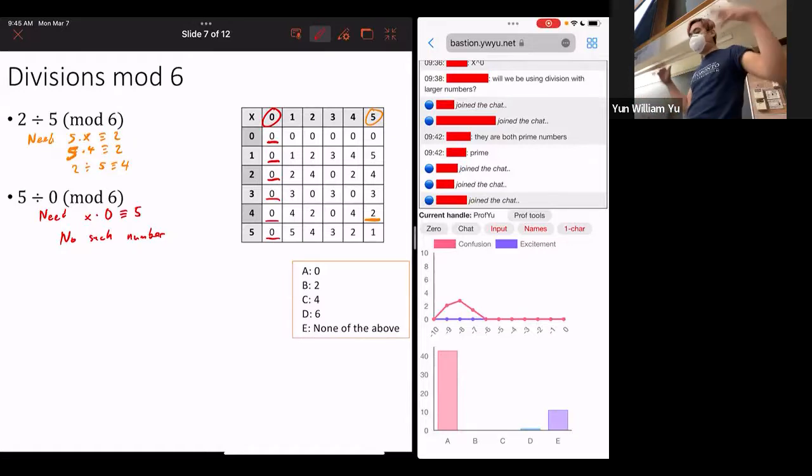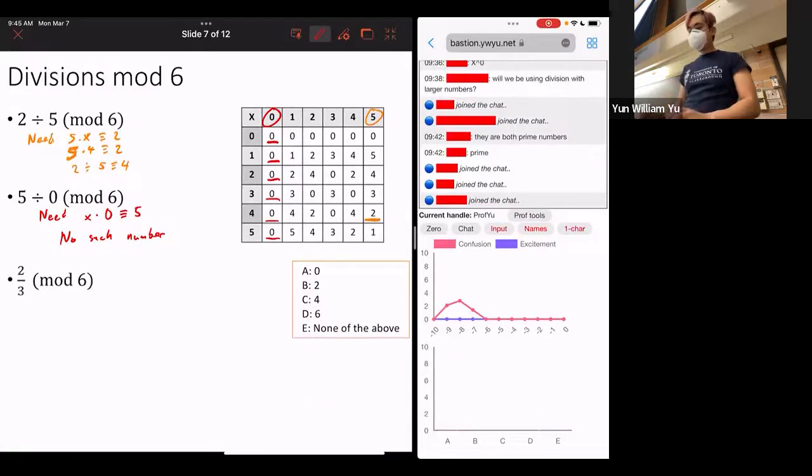Okay, so that's all well and good. You normally can't divide by 0. Well, let's try a different one. Let's throw that out. What about 2 divided by 3? So you don't have to worry about division by 0, but what is that equal to? What number times 3 is equal to 2?